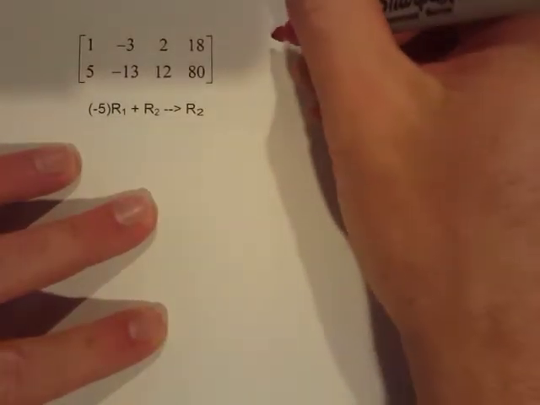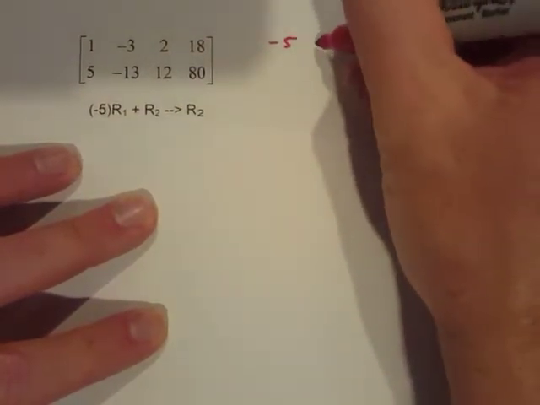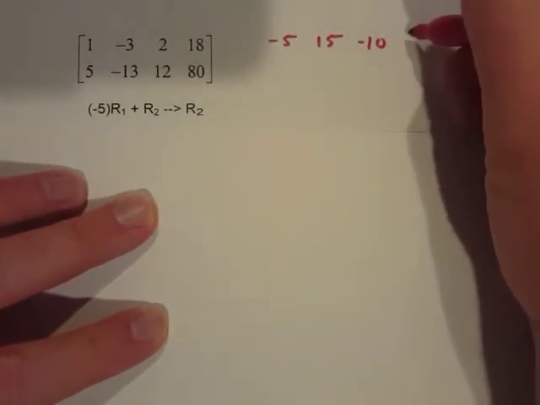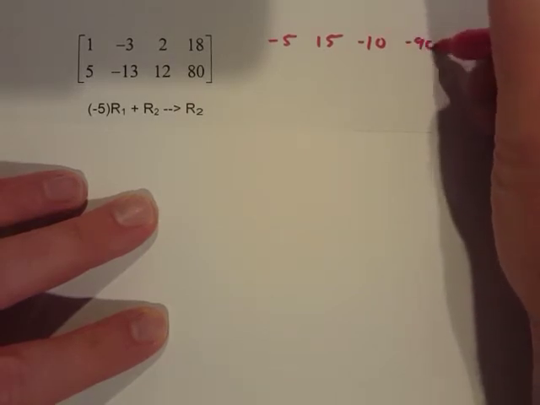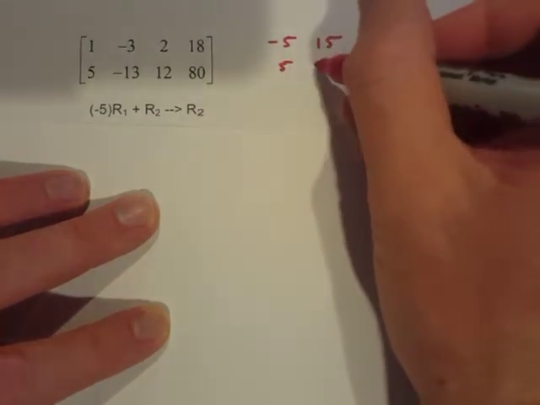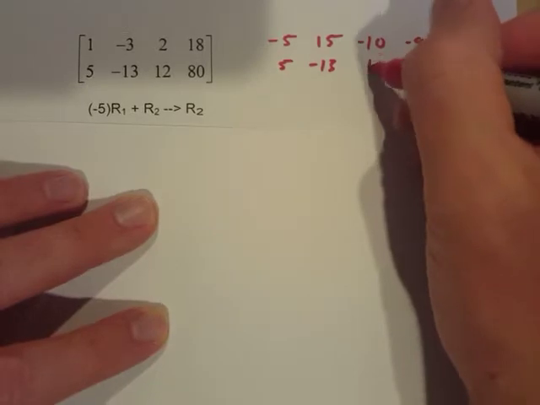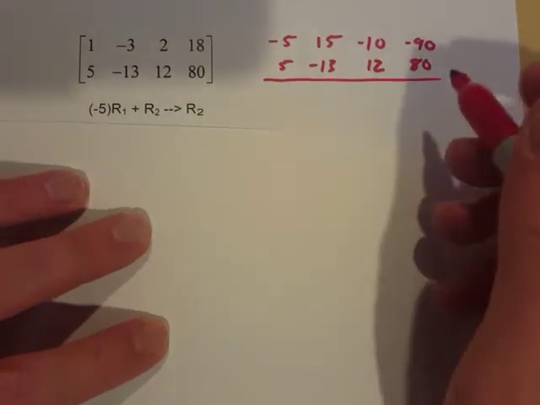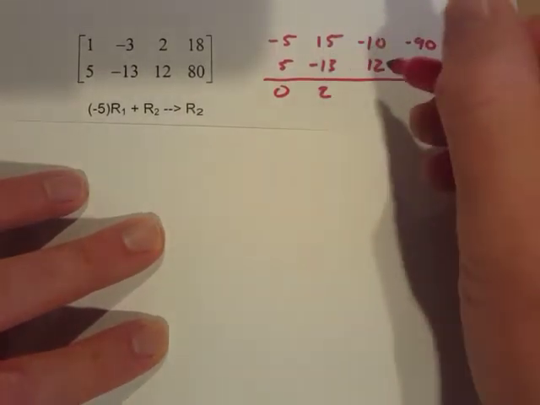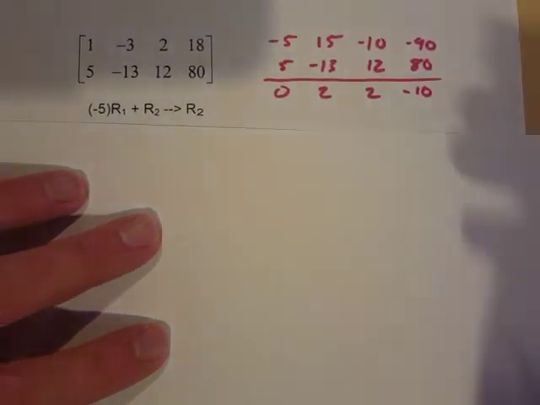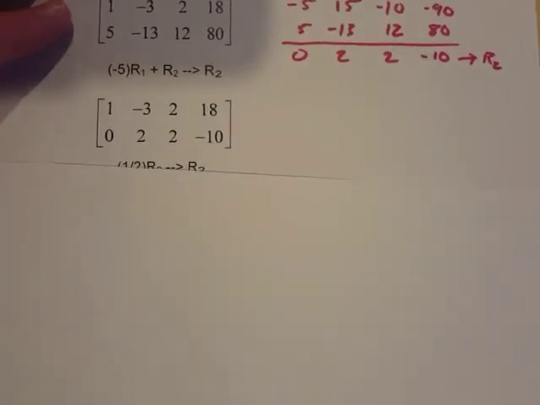It will look like this if we do the details. -5, 15, -10, and -90. Multiplying that row by -5. And then we add that to the second row. Which, if we put those together, we get 0, 2, 2, and -10. So we're going to replace that. We're going to use this as our new row 2, which is going to be right there.